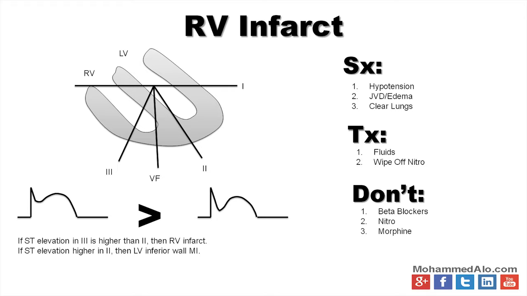So how do you treat this? You got to fill up their preload. They're preload dependent. You got to tank them up. You give them lots and lots of fluids. Lots of studies have been done on this. 95% of people need about 18 liters of fluids. Of course, you're never going to do this in the ER.